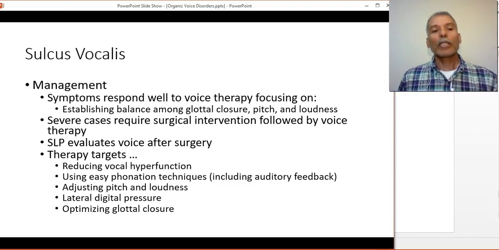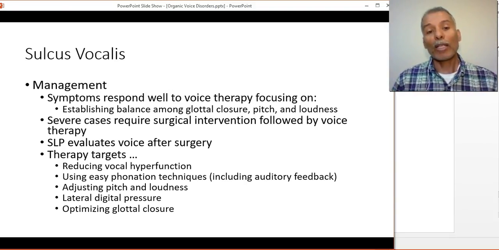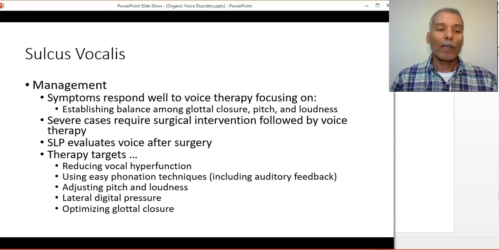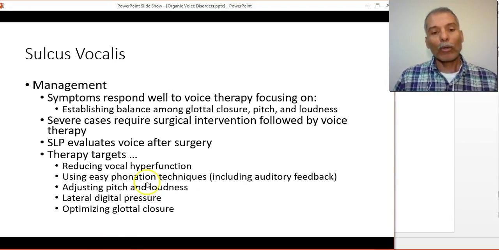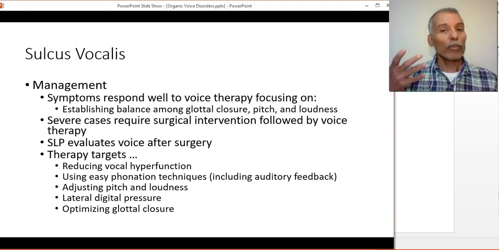So the management, basically: the patient responds well when there's voice therapy that focuses on establishing balance between glottal closure and pitch, and glottal closure and loudness. Balancing these is going to enhance and take care of the problem. However, if the cases are severe, then they require surgical intervention followed by voice therapy. The SLP evaluates, for example, the voice after the surgery, and they target reducing vocal fold hyperfunction. They target using easy phonation, especially a technique, for example, real-time auditory feedback. When the person speaks, they hear themselves.